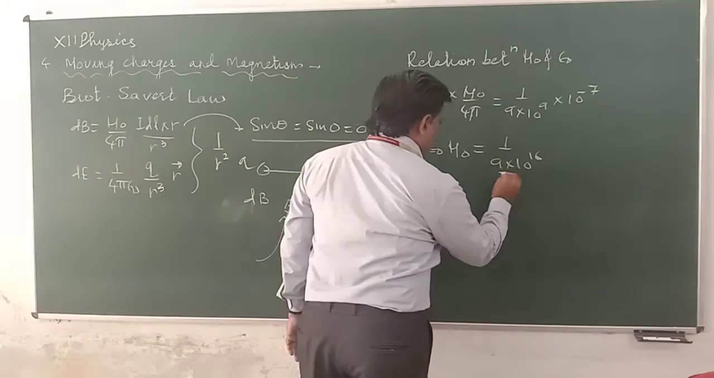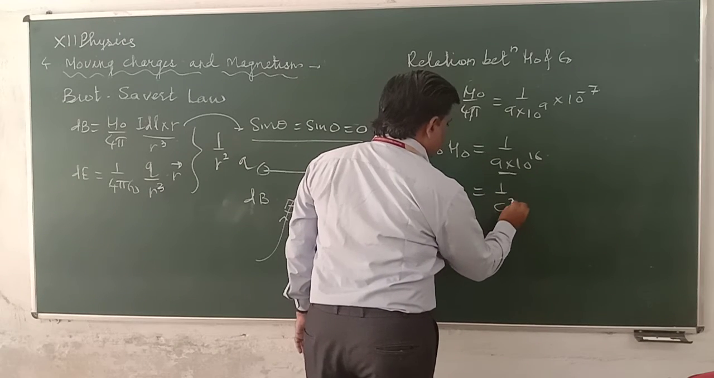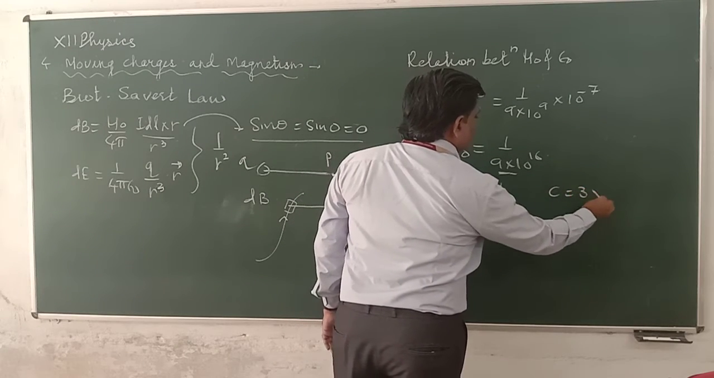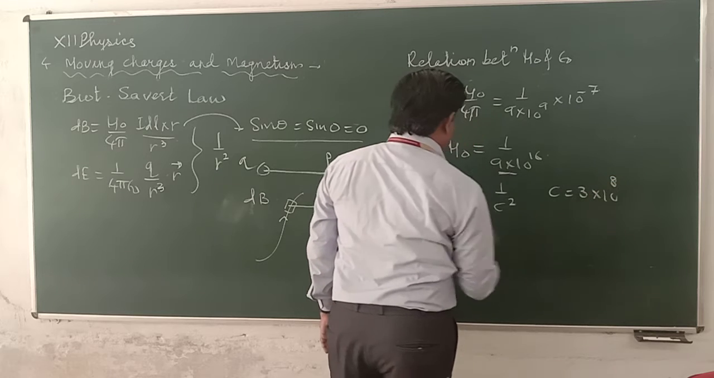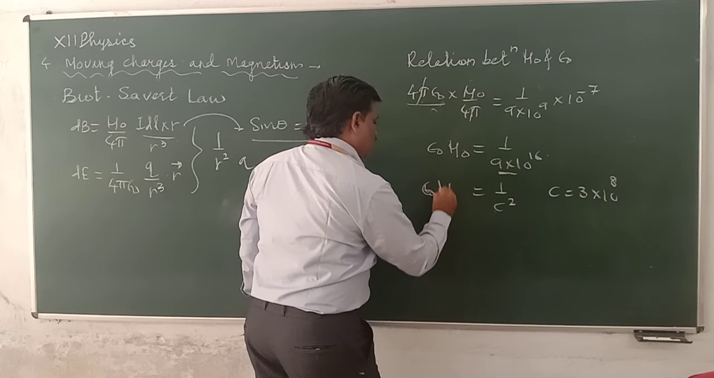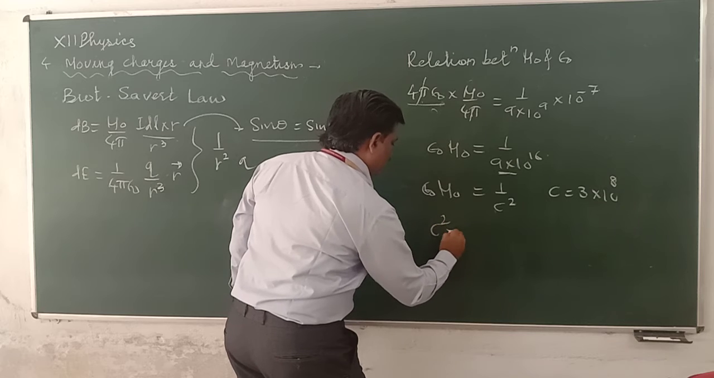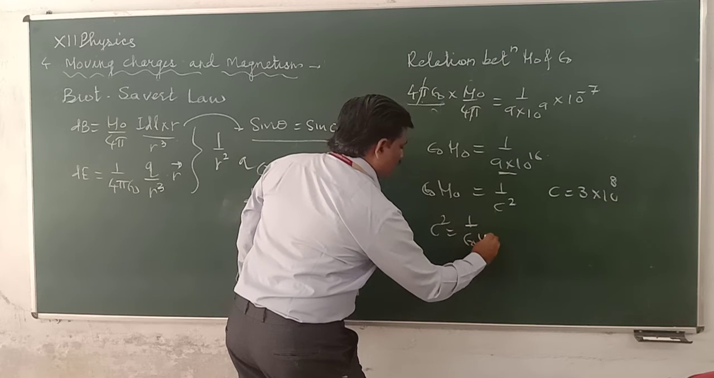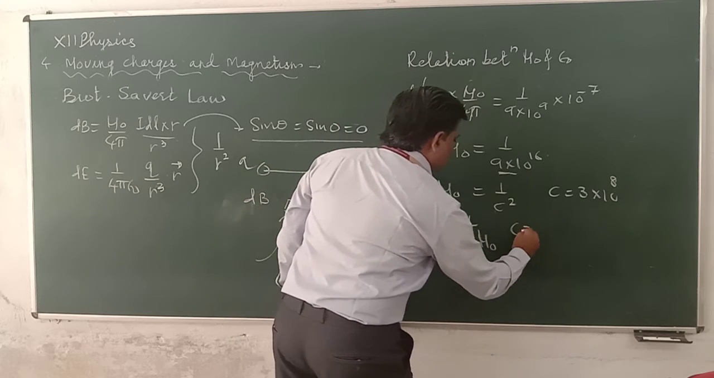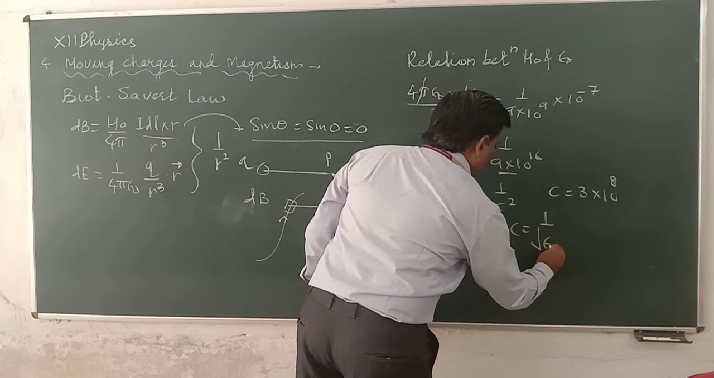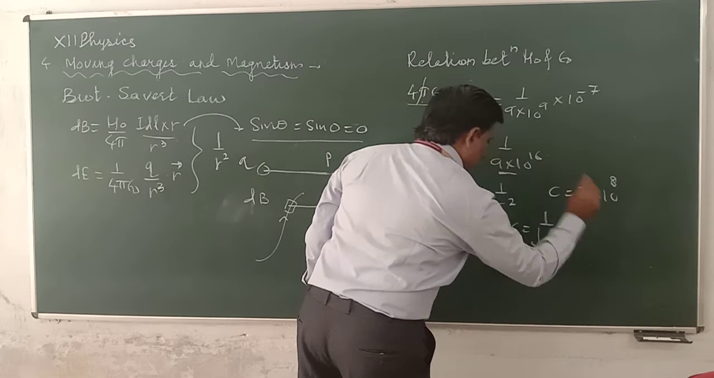If you see this one, this is nothing but 1 by c square. The value of c is 3 into 10 raised to power 8. Therefore, the relation which we are getting is c square is nothing but 1 upon epsilon 0 mu 0, or c is nothing but 1 upon under root epsilon 0 mu 0.